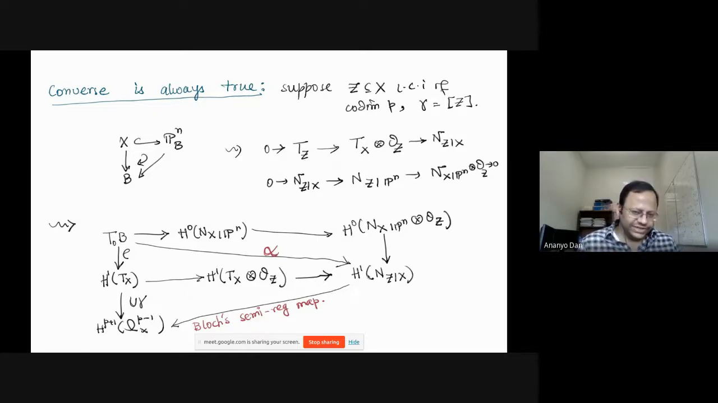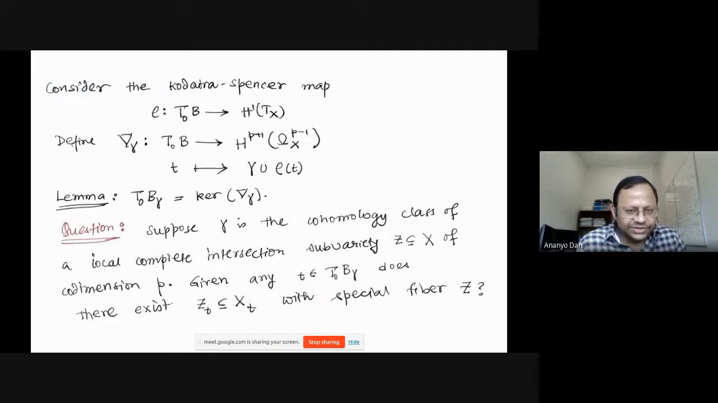Now we are interested in also comparing this with the topological side. What was the topological side? The topological side was when the Hodge class deforms as a Hodge class. In other words, we are looking at the tangent space to the Hodge locus. Now recall the tangent space to the Hodge locus was given by the kernel of this. It was the kernel of this differential map.